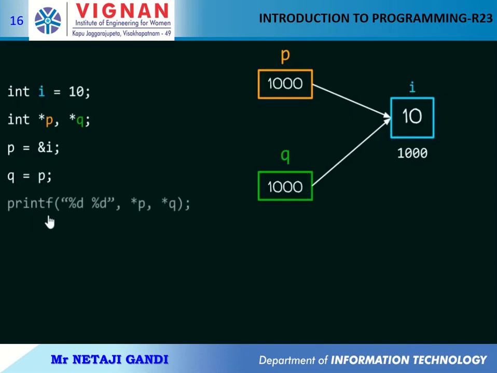With the help of this printf function, we can print the content which is stored in this location 1000. With the help of this star p, we can print the content which is stored in this address 1000, and we can see 10 is stored in this address 1000. And similarly, with the help of star q, we can again print the value 10. Therefore, the output of this program is 10.